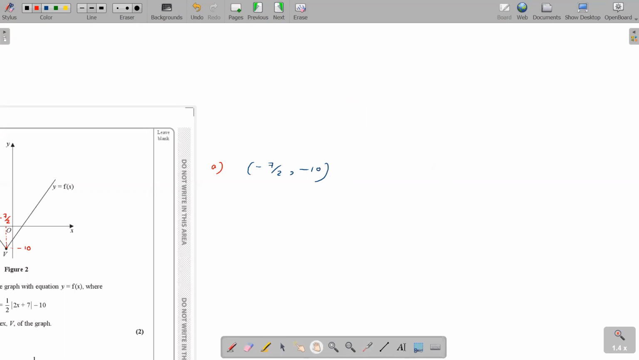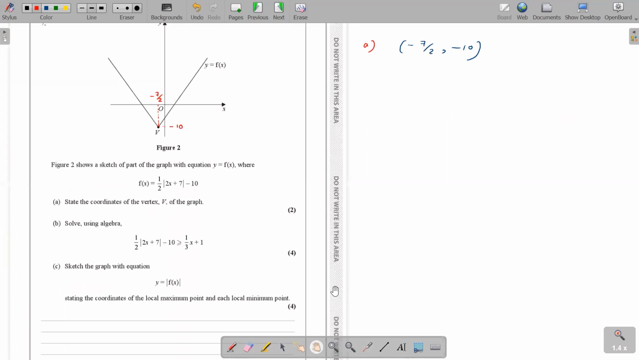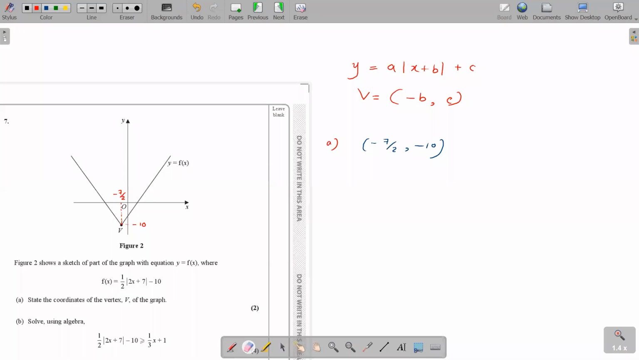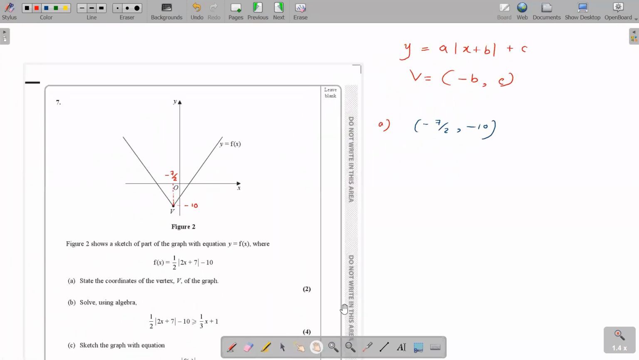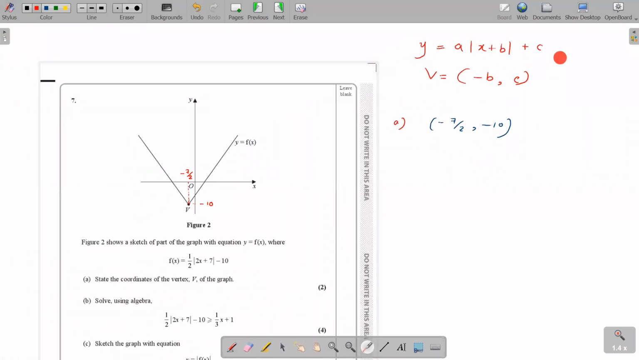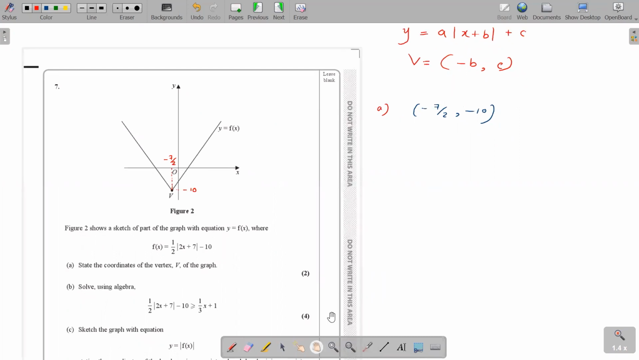Anyway, that's not what we need to do here. Let's move on. This is just the general idea about the vertex. Okay, right, let's move on.